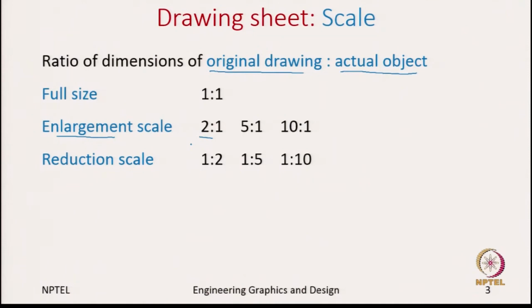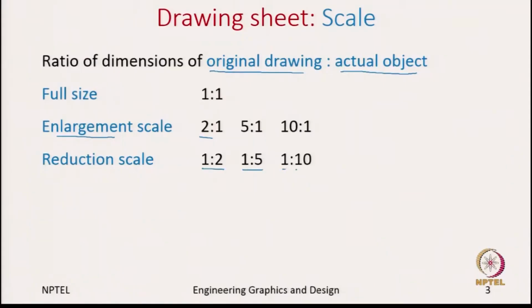And the opposite extreme is the reduction scale. For examples like depicting a car, an aeroplane or a ship on an engineering drawing, it is very hard to have a big drawing sheet which will capture the whole object. So, usually we draw a small drawing. We are trying to shrink the object onto the drawing sheet. The common notation is to use 1:2, 1:5 and 1:10.